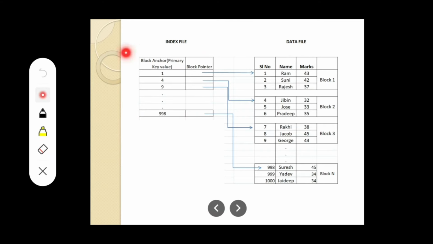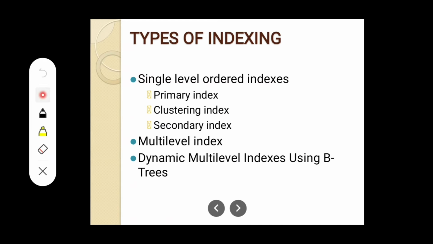If there are multiple levels, then we will be having one more index file, which will be indexing this particular index file. Okay, that we will discuss in the future classes. Okay, so today we are going to discuss the single level ordered index. In that we are going to discuss the primary index, clustering index and secondary index. Okay, so single level ordered index is further classified into primary index, clustering index and secondary index. Okay, the next category of indexing is multi-level indexing.